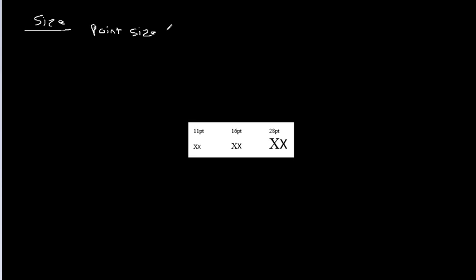Now, point size is sort of this carryover term from the printing press, but basically it's a ratio of the size of the font. And what I mean by that is generally 1 point is 1/72 of an inch when printed.